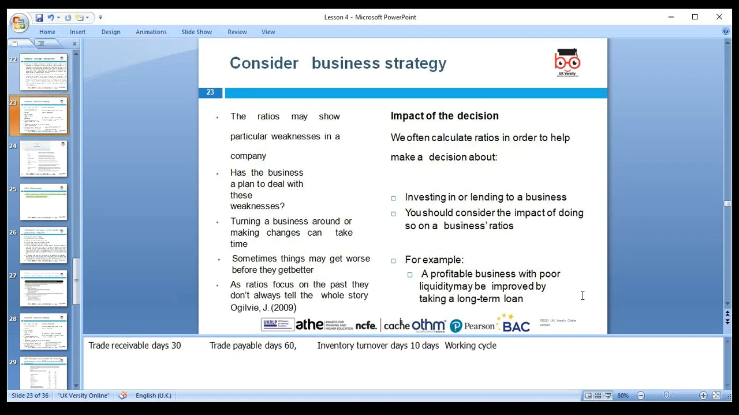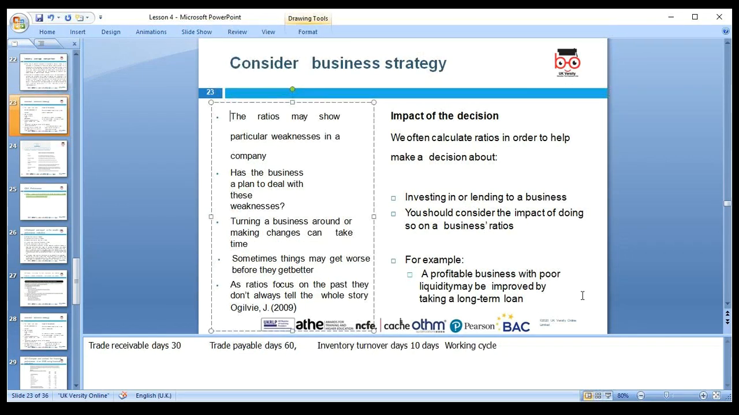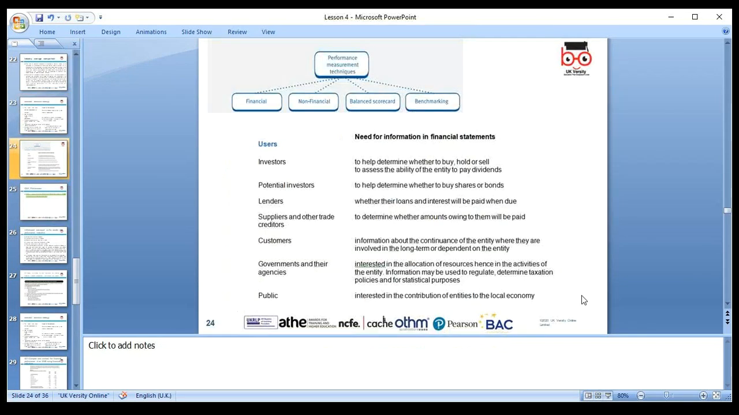Then when we consider the company's strategies, we can base it on the ratios and pick out the particular weaknesses of the company. If they don't have good strategies, the business plan should deal with weaknesses and how they can overcome them. Maybe we need to engage with various suppliers and borrow money, and consider trade receivable days and trade payable days. We need good negotiation skills. Inventory turnover days represent the working capital cycle, as we mentioned.